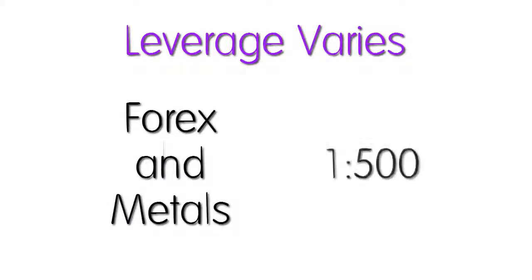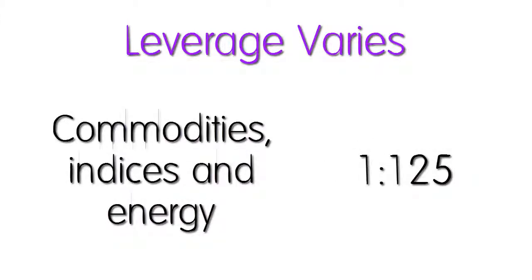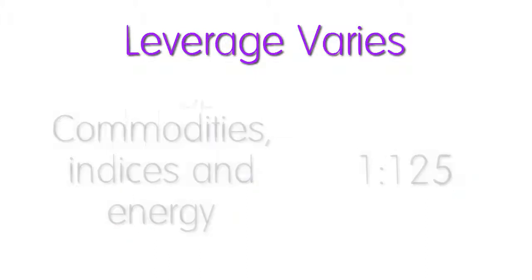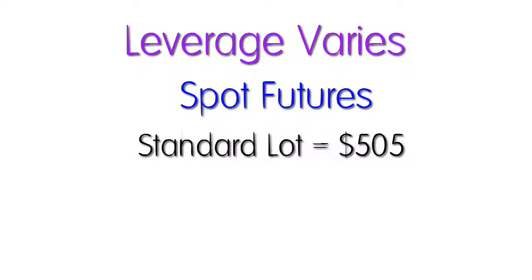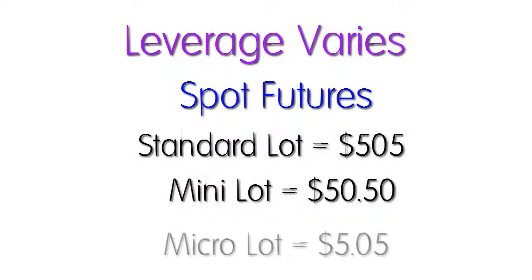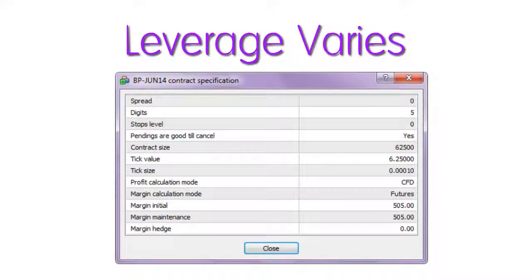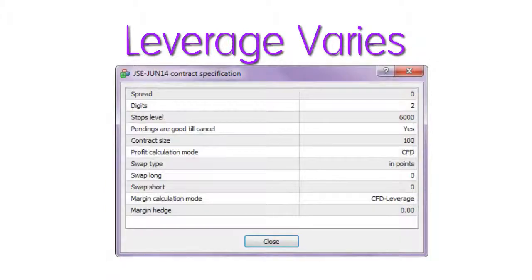Alright, now for some practical examples. Keep in mind that the leverage varies from one category of instrument to another. Futures have fixed margin by exchanges, but we have leveraged them as well. For forex and metals, the leverage is 1 to 500. For commodities, indices, and energy, the leverage is 1 to 125. In the case of spot futures, the leverage is fixed at $5.05, 50 cents and 5 cents for standard, mini, and micro contracts respectively. All of this information is available in the contract specifications pop-up.